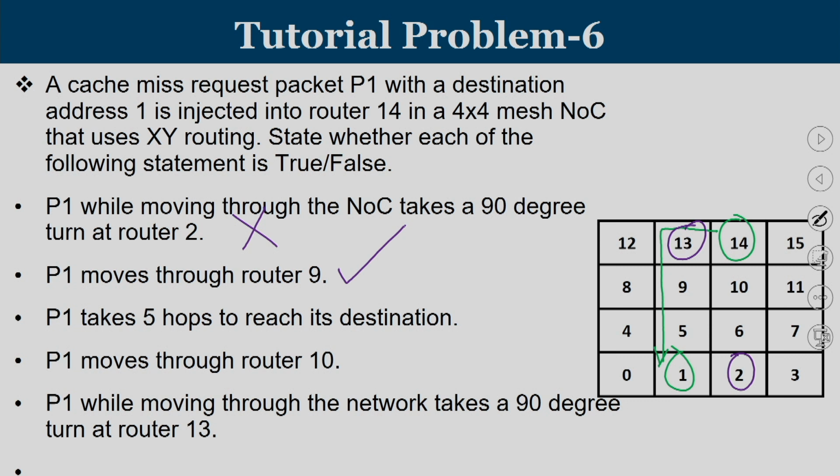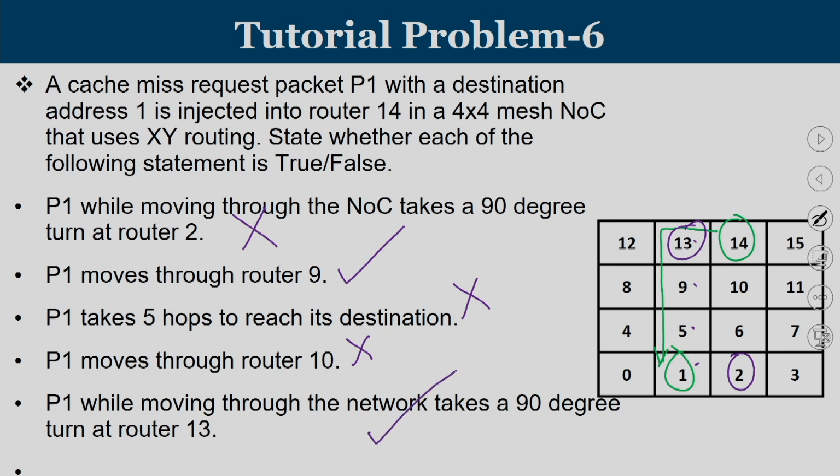P1 takes 5 hops to reach its destination. Let us see how many hops it is: 1, 2, 3 and 4. It takes only 4 hops to reach 1 from 14. So, this is wrong. Now, P1 moves through router number 10. In its path we can see that P1 never moves through router number 10. So, that is also wrong. P1 while moving through the network takes a 90-degree turn at router number 13. Yes, in its path we can see it is moving from 14 to 13 and at 13 it takes a 90-degree turn. So, this statement is true.